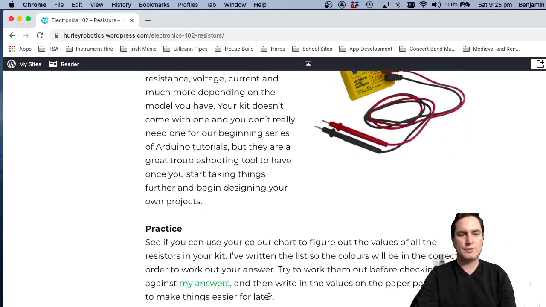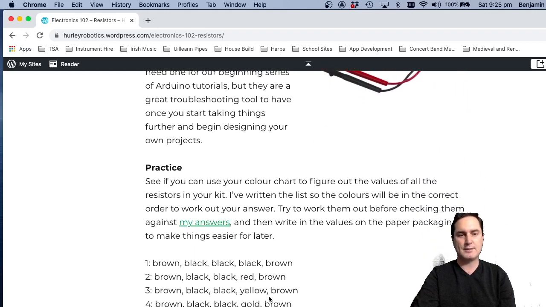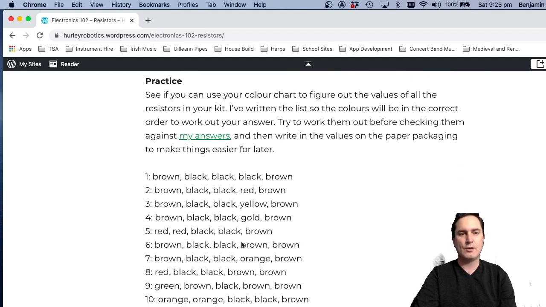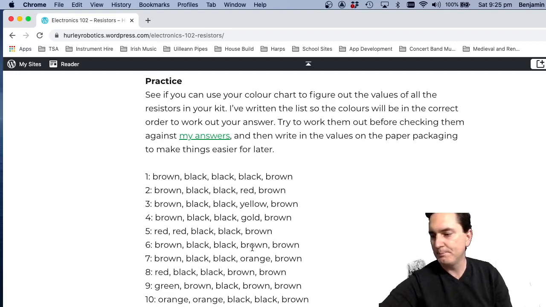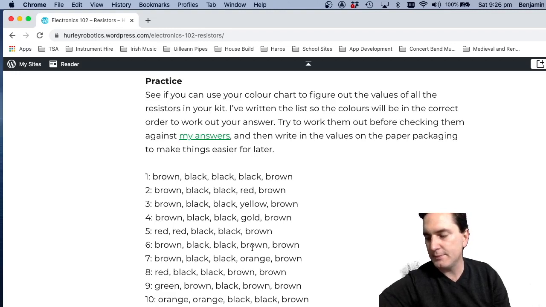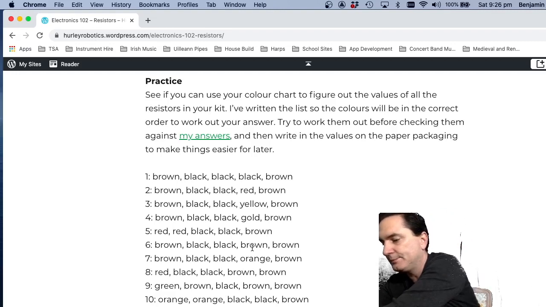Okay, so I've got a couple of practice examples. These are actually all of the resistors from your kit. I've written down the values, and I tested them with my multimeter to make absolutely sure they're the right way around. So what you might like to do is to go through and figure out all the values of all these resistors. Just get my set out.